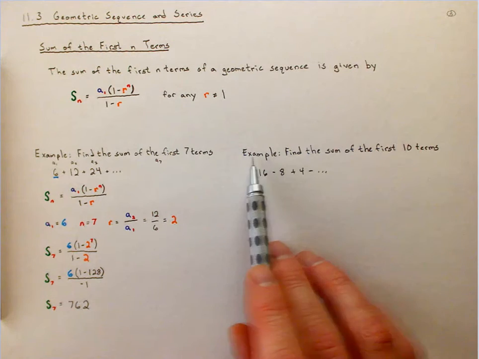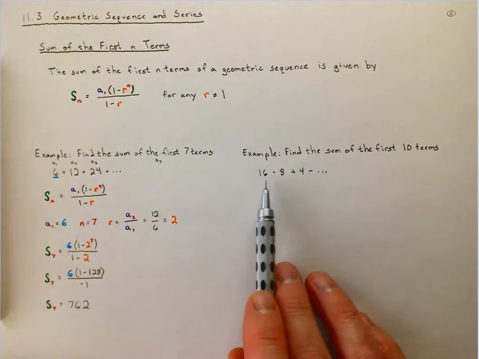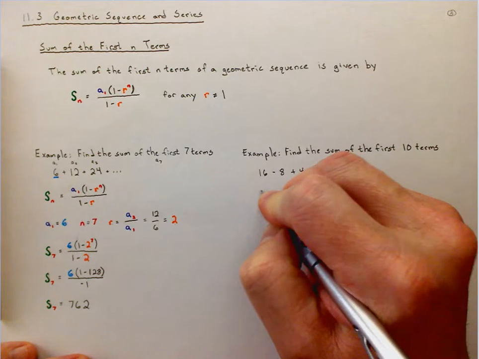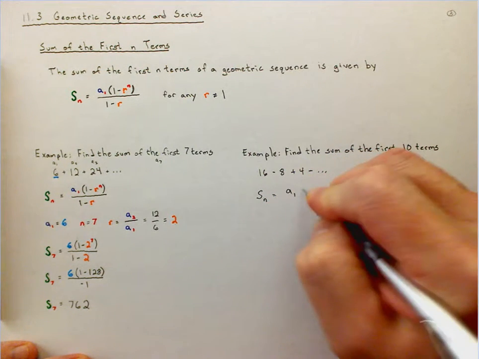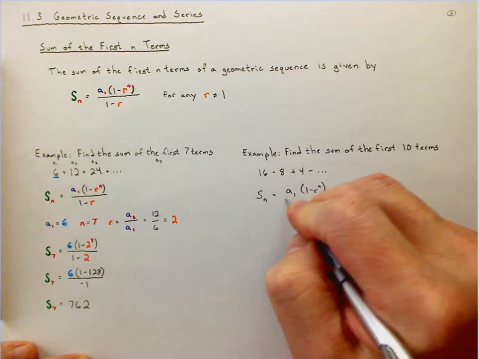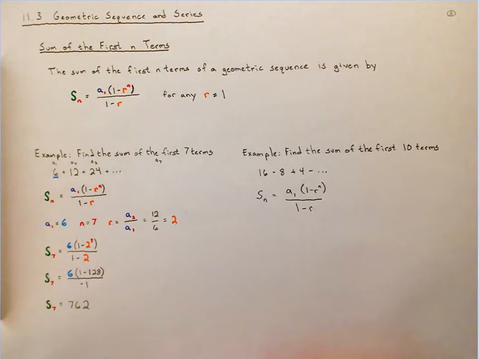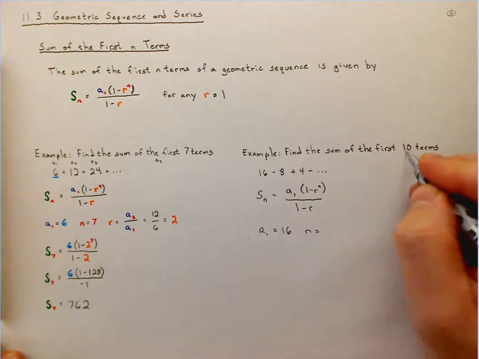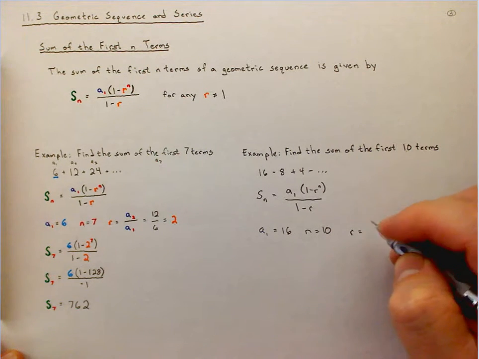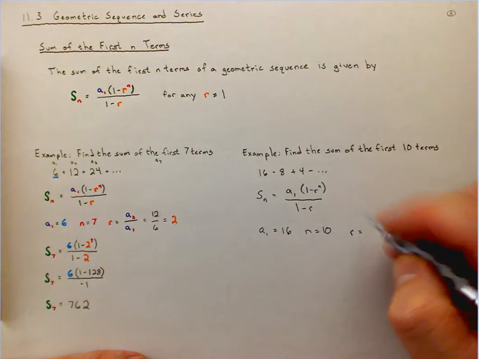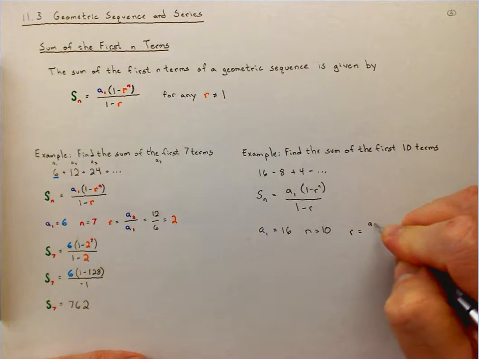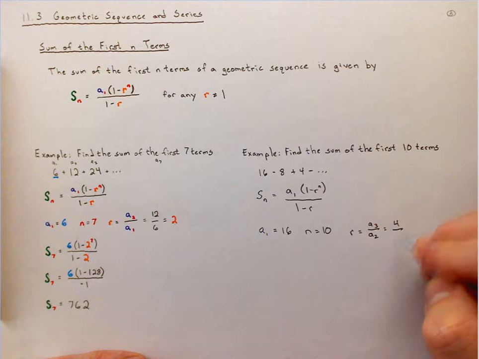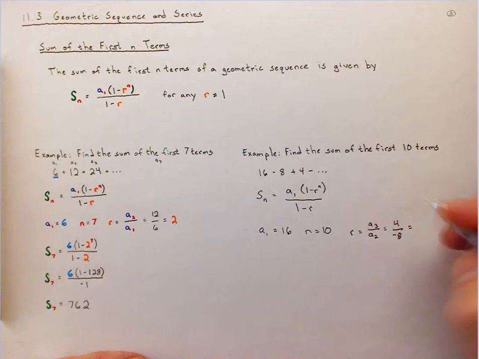What I would like for you to do is pause the video and work this problem. Find the sum of the first 10 terms, and that's what we have. Alright, so first thing is write out my formula. And then identify a sub 1. A sub 1 is 16. N equals 10 terms. My r, and I could do this, and let's do this time, let's say instead of a sub 2 divided by a sub 1, I'll say a sub 3 divided by a sub 2. It doesn't matter. So a sub 3, that is 4 divided by a sub 2, negative 8. It gives me a negative 1/2.